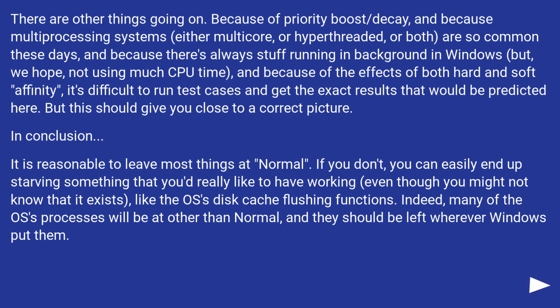There are other things going on. Because of priority boost and decay, and because multiprocessing systems, either multicore, or hyperthreaded, or both, are so common these days, and because there's always stuff running in the background in Windows, but, we hope, not using much CPU time, and because of the effects of both hard and soft affinity, it's difficult to run test cases and get the exact results that would be predicted here. But this should give you close to a correct picture.